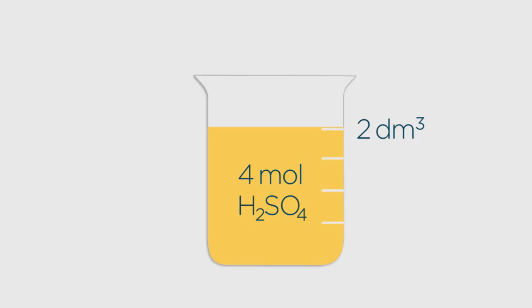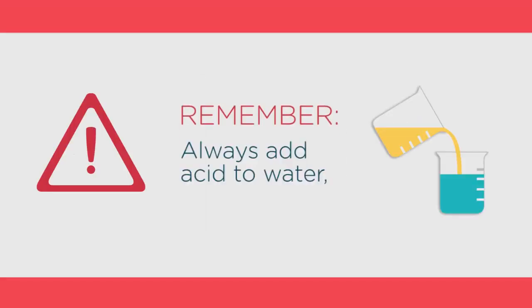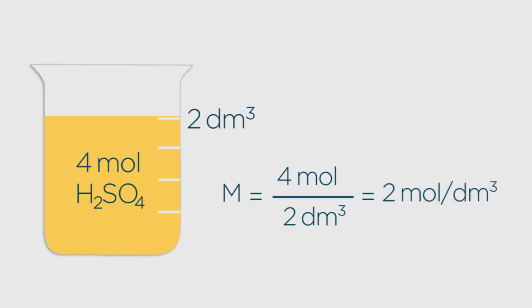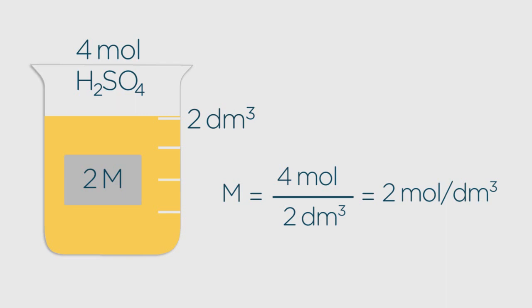In this rather large beaker, which contains 2 decimeters cubed of solution, has been added 4 moles of sulfuric acid. Four moles divided by 2 decimeters cubed equals 2 moles per decimeter cubed, or you'll often hear chemists say 2 molar. Simple, isn't it?